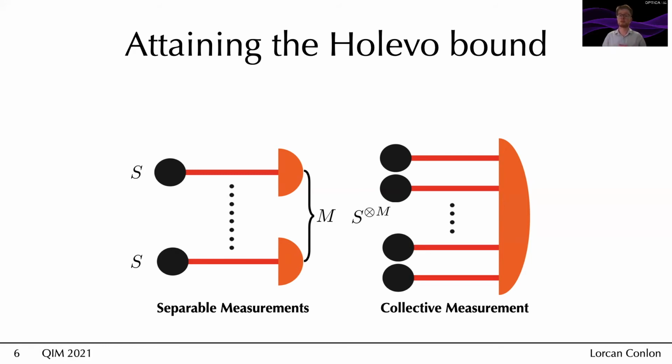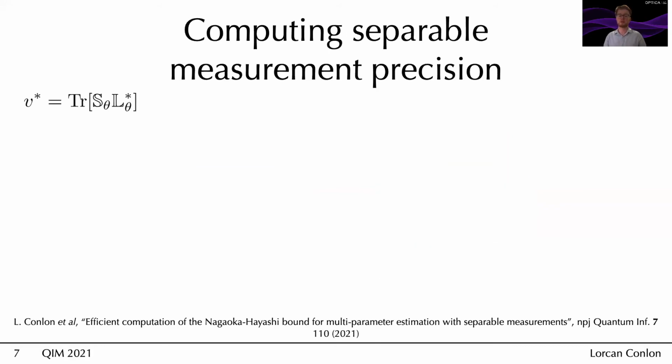And this is the main motivation for our work. The Nagaoka-Hayashi bound, being a bound on separable measurement precisions, represents an experimentally feasible bound. This brings us to our main results.